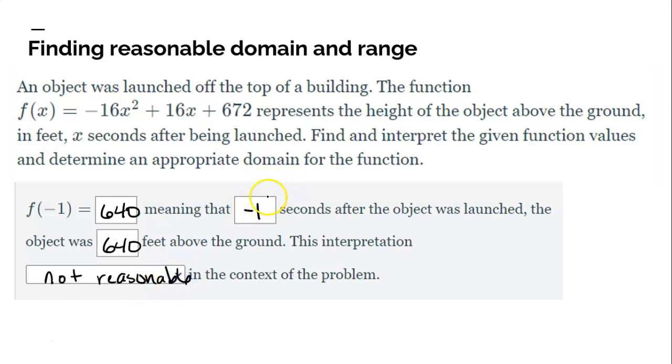It is not reasonable that -1 seconds ago something was happening. We cannot go back in time. It is not reasonable because -1 is not a reasonable domain for time.